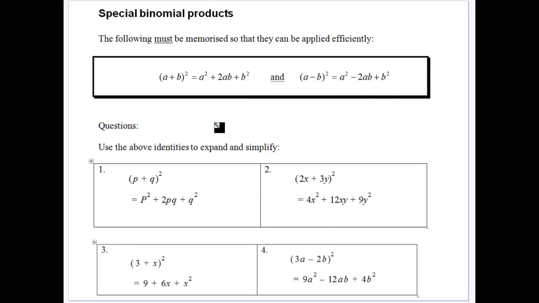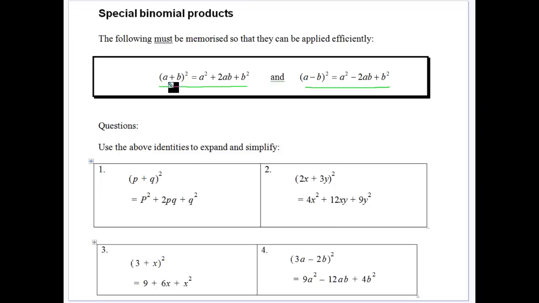We also have some special binomial products. So the idea here is to try and remember these special ones. Again, you might have remembered these ones, and if you have at this point in time, that's excellent. But basically, we've expanded it out like we've done in the previous section.